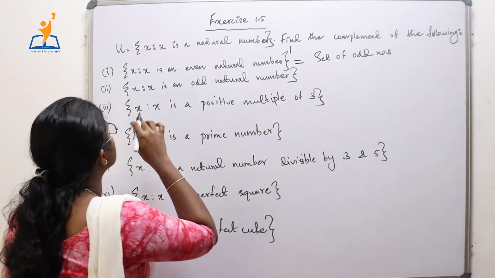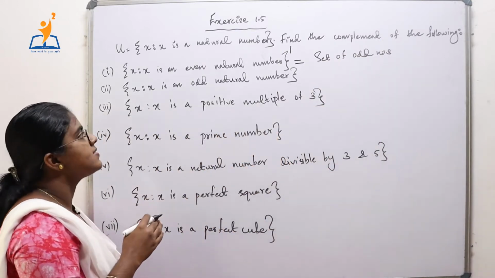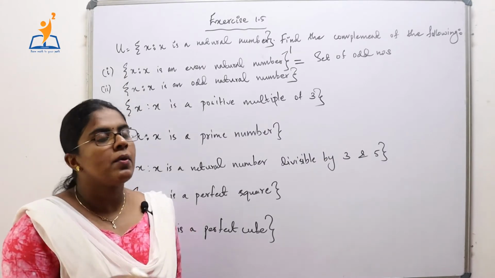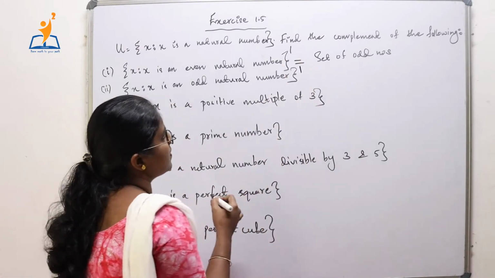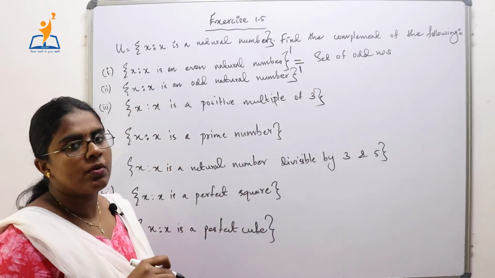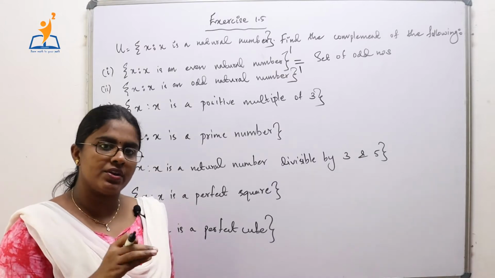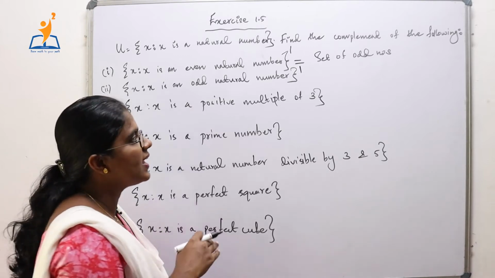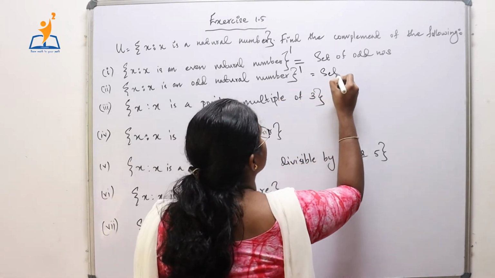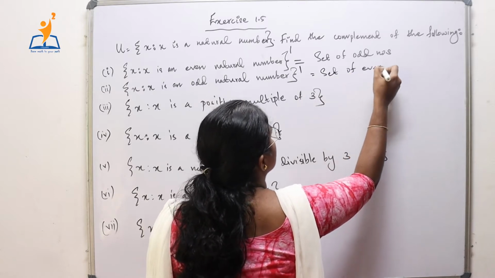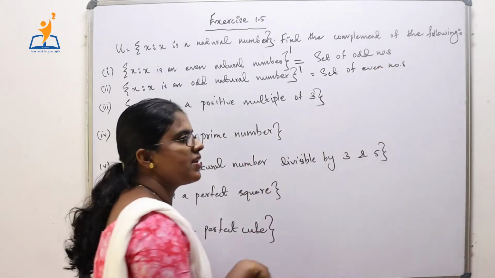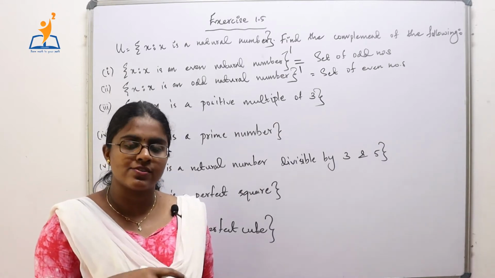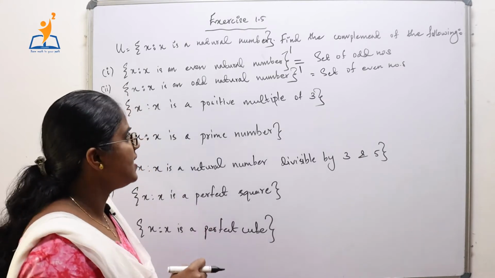Now, the second subpart is the set of all x such that x is an odd natural number. We want to find the complement of the set of odd natural numbers. So what will be its complement? We want to delete all odd numbers from the set of natural numbers, and what is remaining is the set of even numbers. After removing the odd numbers, we have even numbers in the natural numbers, and after removing even numbers from the natural numbers, we have odd numbers in the natural numbers.